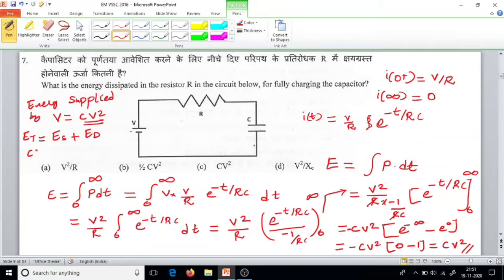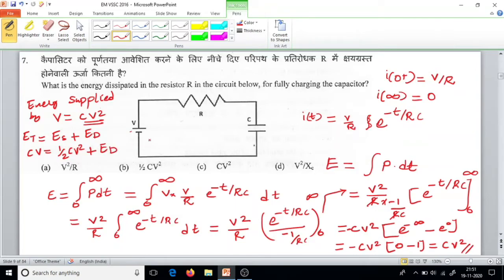Total energy is CV. And what is the energy? Supplied energy is stored by the capacitor. What is the energy stored by the capacitor? That is half CV square. What is the energy dissipated? ED. Now, ED we have to find.